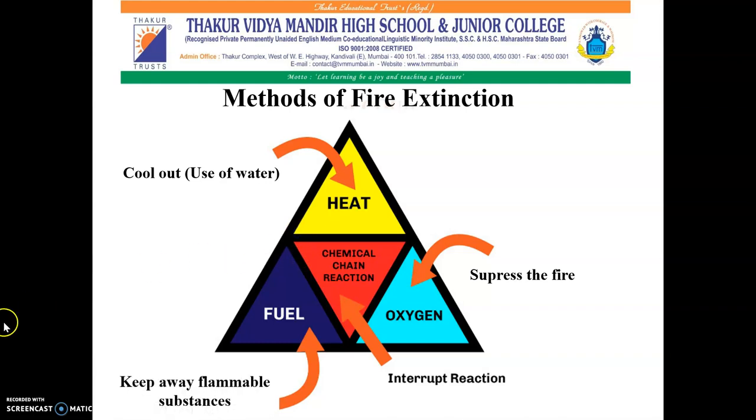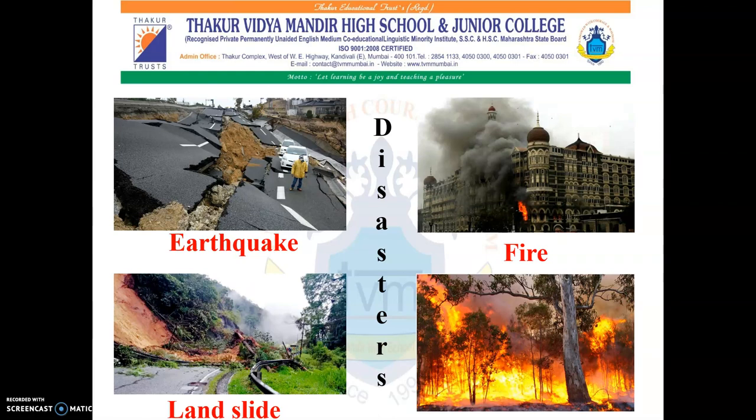The third method is keep away the flammable substances. In this method, all the flammable substances are kept away from the fire. Any wooden article or flammable substance must be kept away so that there is no source left for the fire to spread. So this was all about fire.